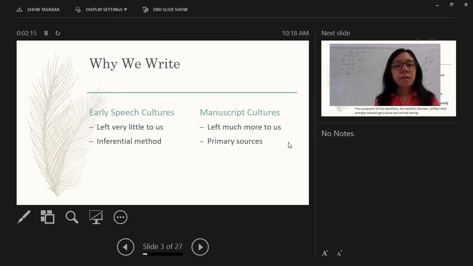So why do we write? Before the manuscript cultures, there were speech cultures, but speech cultures left very little to us, so we have to rely on inferential methods. Inferential method means that there was data available and we have to draw a conclusion ourselves from the data. But manuscript cultures left much more to us and we can rely on primary sources. Although the sources are very few in the beginning, they keep growing in number as time goes on.